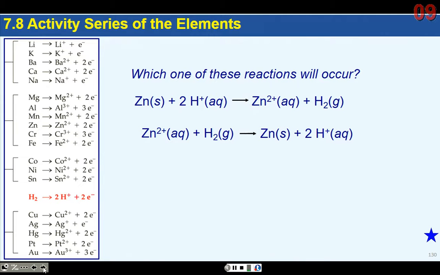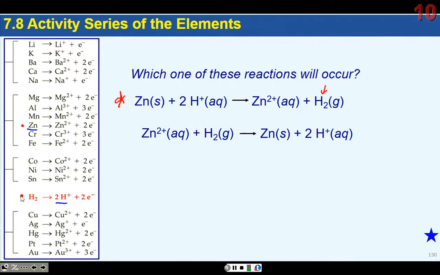So zinc, let's find it. Up there's zinc, and then hydrogen is down here. And so it should be the one that's above that reacts as a metal with the ion of the other one. So zinc metal should react with hydrogen ions. And so in fact, the first choice here will occur. And we should be able to see hydrogen gas evolved as a result.